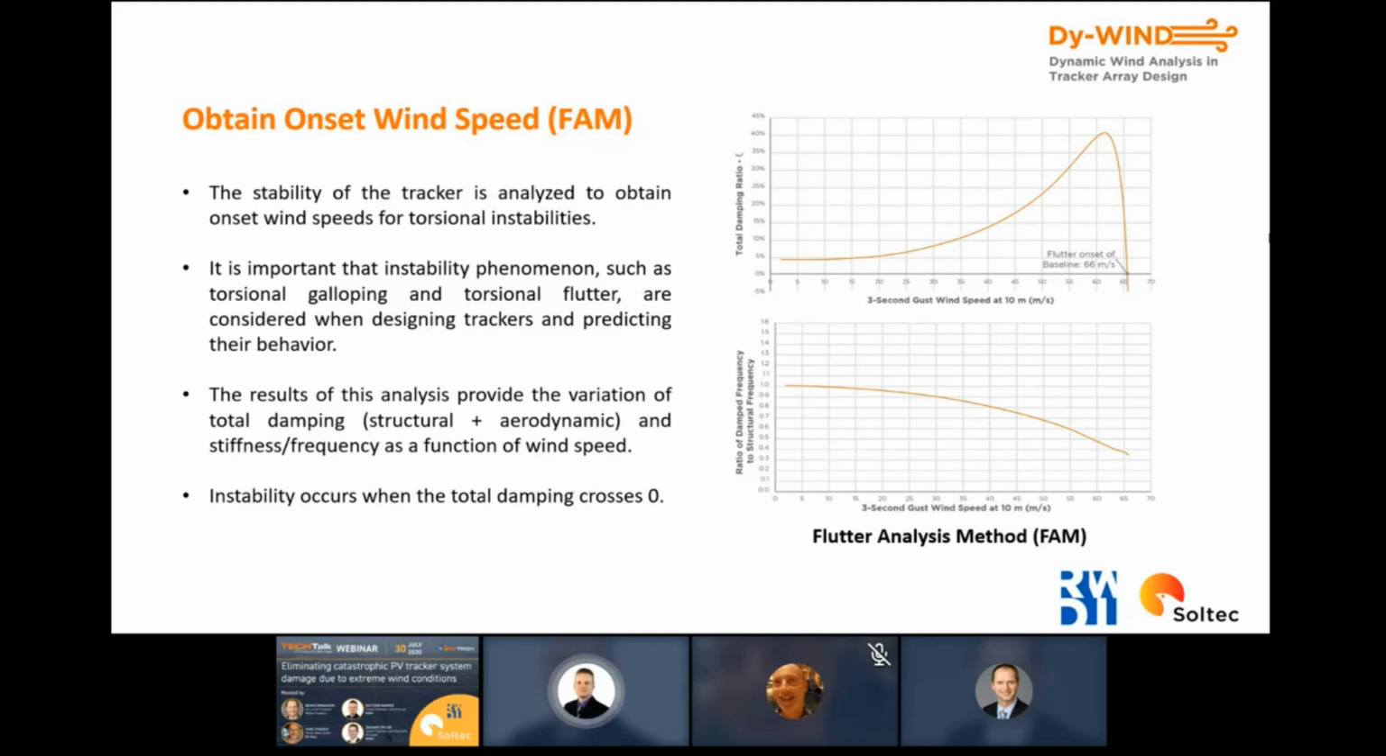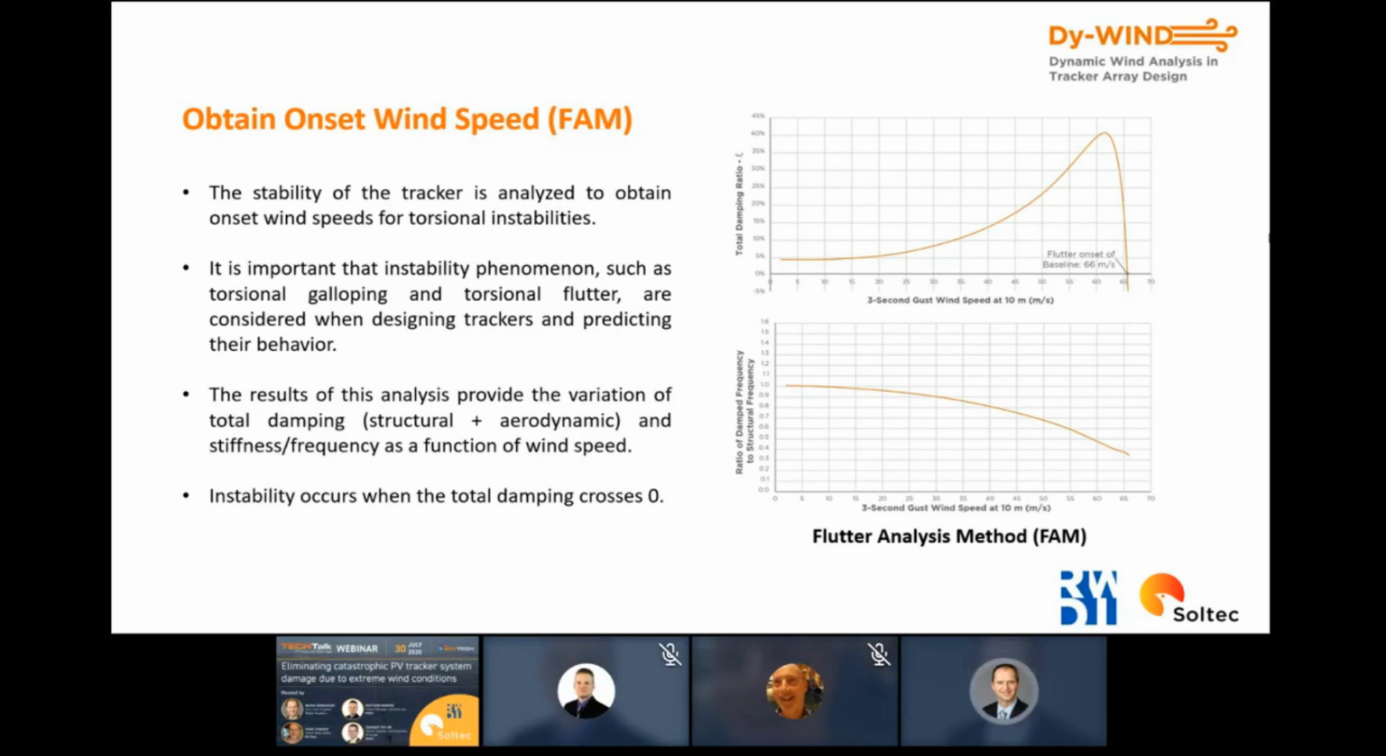And it's important to note that this is a mathematical definition of an instability. So it's not linked directly to a rotation or a torque, but it's where the total damping crosses zero in terms of the onset, the critical wind speed of an instability. And with that, I'll pass it back to Bernd. Yeah, thank you, Matthew.